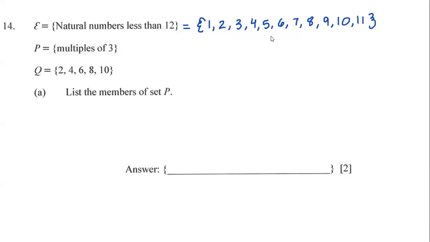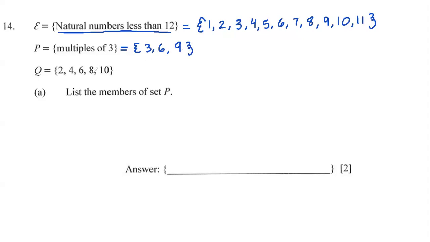All right. So the natural numbers are going to be 1 through 11. Okay. Multiples of 3. What are the multiples of 3? 3, 6, 9, 12, 15. But remember, the multiples of 3 has to be within the what? Within the universal set. So it's going to be 3, 6, and 9. Okay.